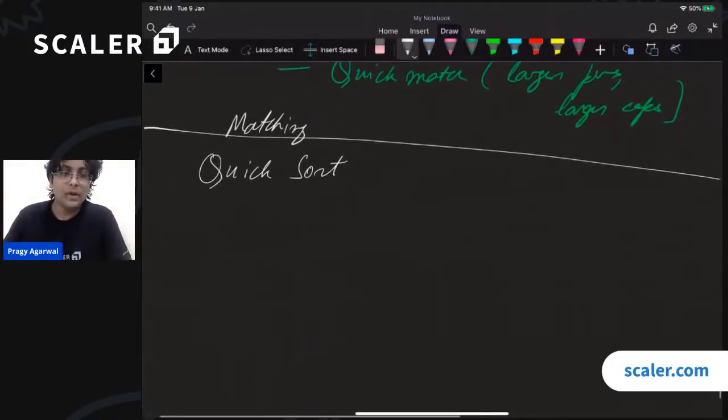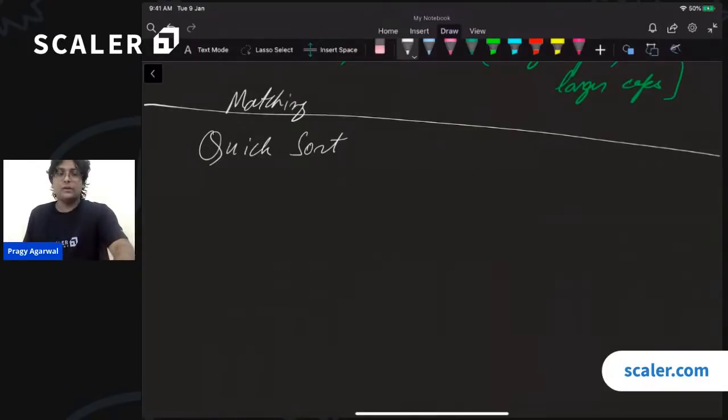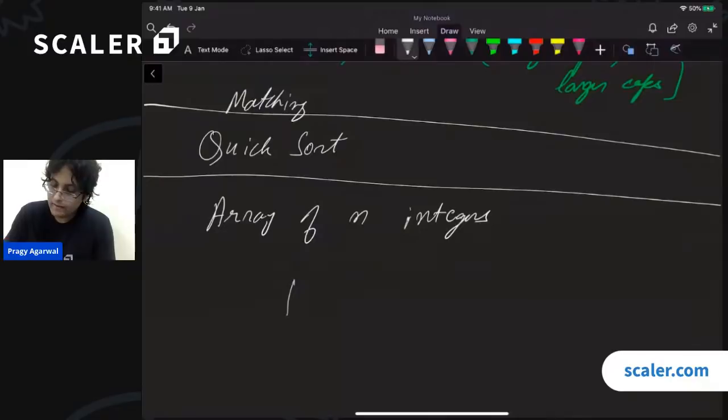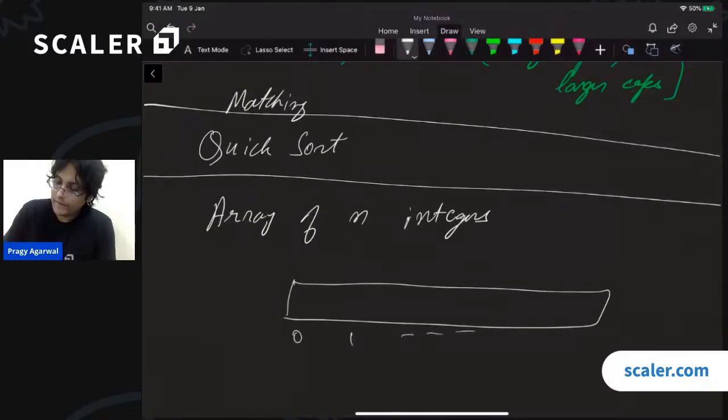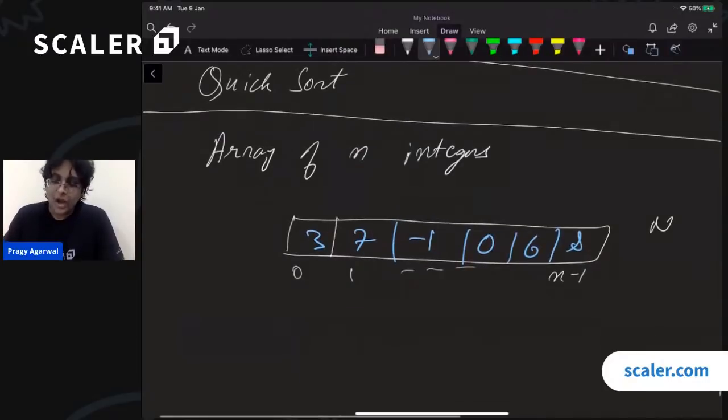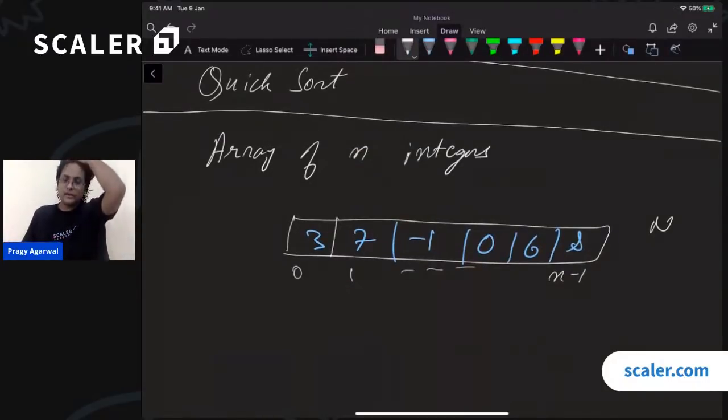So how does quicksort work? Quicksort works in a very, very similar way. Let us suppose that I now have an array of n integers. It goes from 0, 1, all the way till n minus 1. So there are n integers, and the integers have some values: 3, 7, minus 1, 0, 6, 8, and so on. And I want to sort them. Now, how can I apply quicksort to sort this particular array?